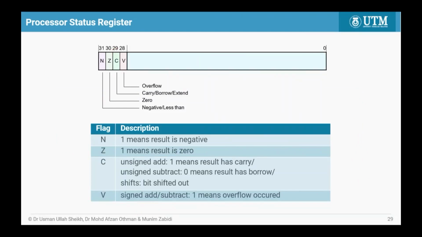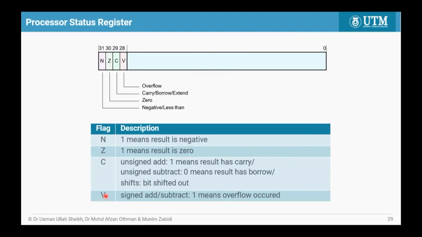We have the N, Z, C, and V flags. These flags are located inside the Application Program Status Register, APSR. Previously we already know that N belongs to the negative flag, Z belongs to the zero flag, C is the carry flag, and V is the overflow flag.